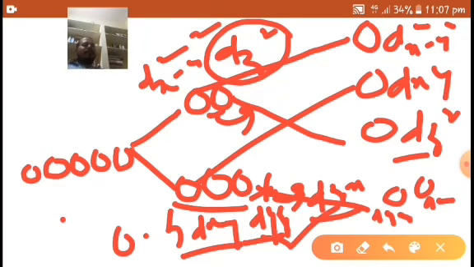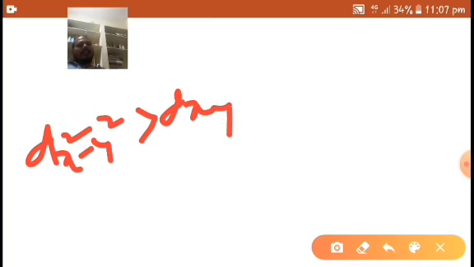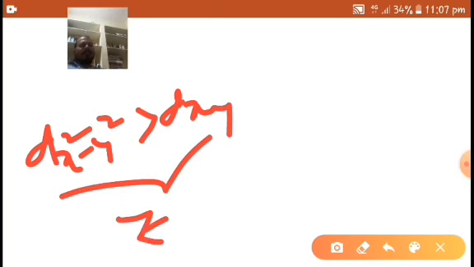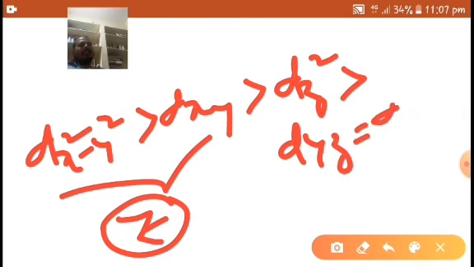It is the order of energy of d orbitals in square planar complexes. So if you write the order, what will be the order of energy of d orbitals? First dx square minus y square and dxy, because there is no ligand along the z axis in square planar complexes, that's why their energy will be decreased. So here dz square, and next dyz is equal to dzx.